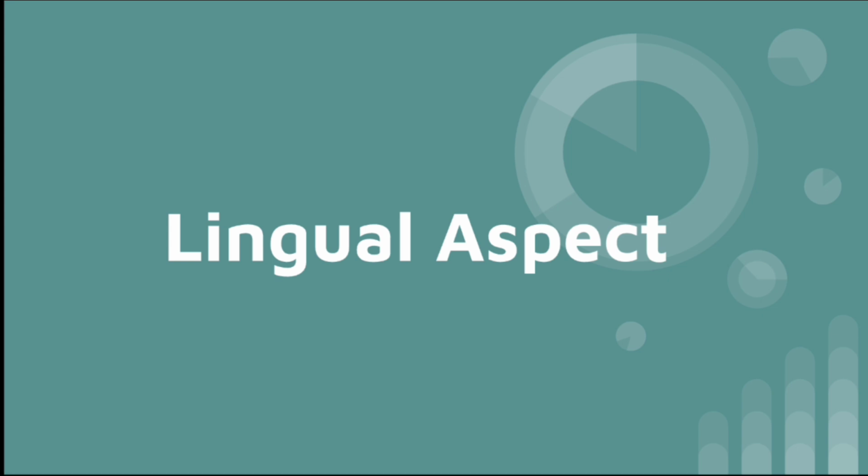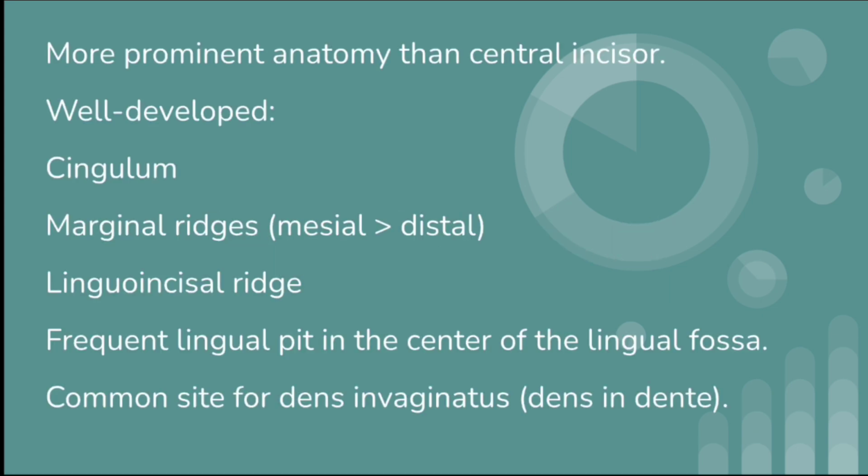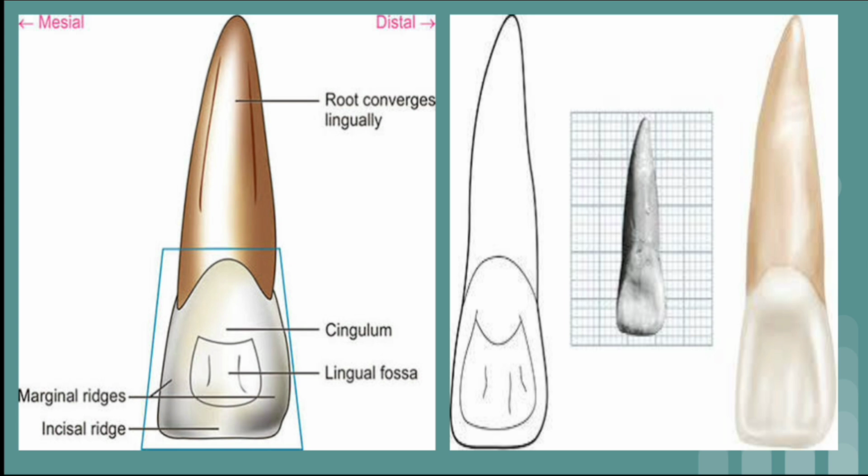Next is the lingual aspect. Lingually, it has more prominent anatomy than the central incisor, and a well developed cingulum. You can see the marginal ridges and the incisal ridge, a common site of dens invaginatus. There is frequently a small lingual pit in the center of the lingual fossa. This is how the backside of the tooth looks: marginal ridges, incisal ridge, cingulum, and lingual fossa. This is the lingual side of the maxillary lateral incisor.